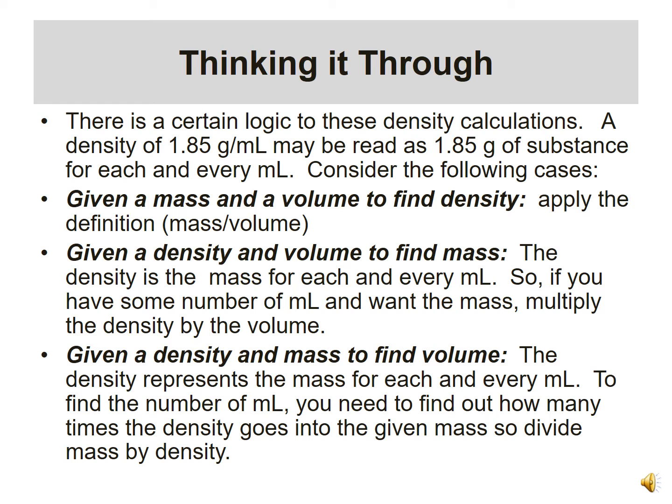Then the last approach is, if you've got a density and a mass and you want to find the volume of it, remember the density represents the mass for each and every milliliter. So if I take my mass that I've got and I figure out how many times the density goes into that, that gives me how many milliliters. And when I say goes into, what we're saying is divide by, isn't it?